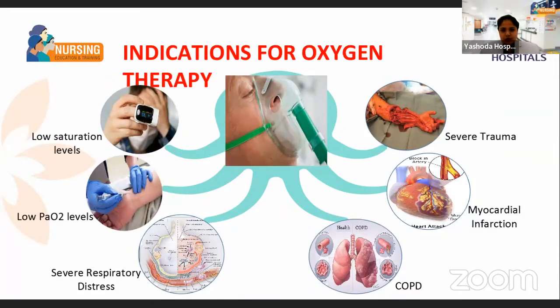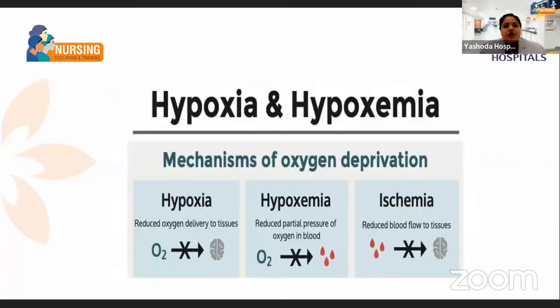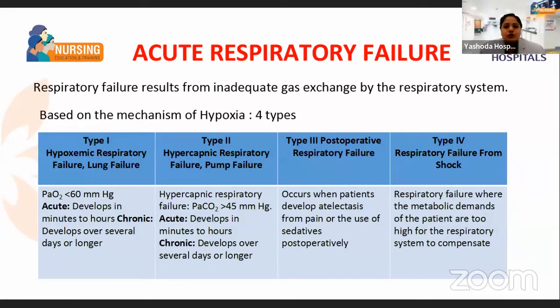Do you all remember? First is need. The next one is you need to identify the type of hypoxia. Based upon the hypoxia mechanism, we have 4 types: type 1, type 2, type 3, and type 4. When it comes to type 1, there is a lung failure. It means when you observe acute respiratory distress or any bacterial infection, there is an accumulation of pus in the alveoli. So there is no proper gaseous exchange. There you observe PO2 levels less than 60 mm of Hg.